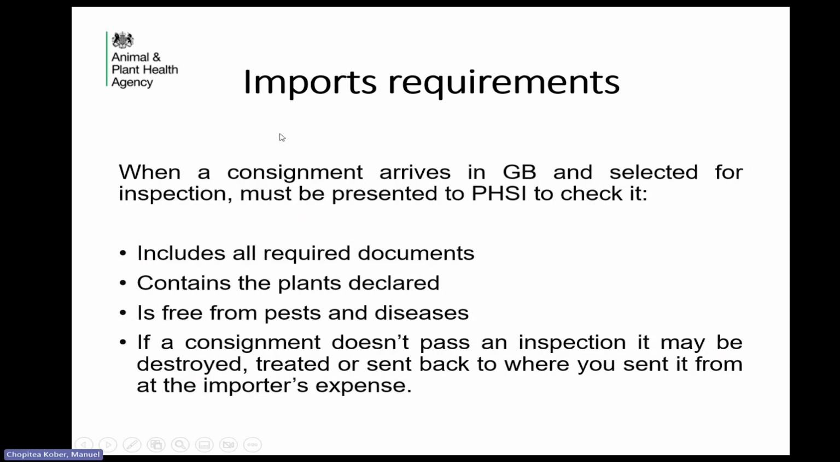So when a consignment is declared through one of our systems, part of the team will do document checks, checking that the phytosanitary document contains all the information that was declared and that it is correct. We do an ID check, checking that what has been declared is what we were expecting. And then a physical check, to check that it is free from plant pests and diseases. If it is not compliant, if it fails one of these checks and doesn't pass the inspection, we might destroy the consignment or ask for it to be re-exported to the country of origin.